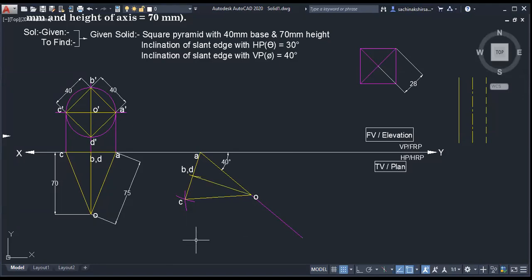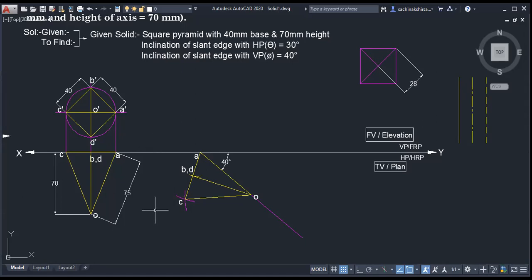Okay, so we have just rotated and we have satisfied the condition. What was the condition? Slant edge from resting corner makes an angle of 40 degree with VP. Now what we have to do next?